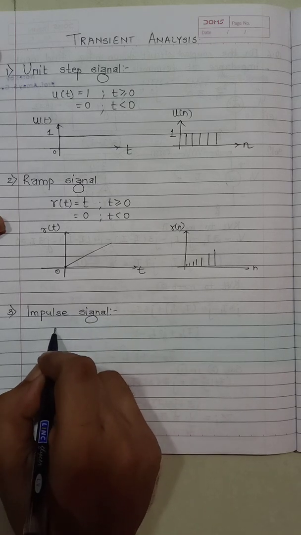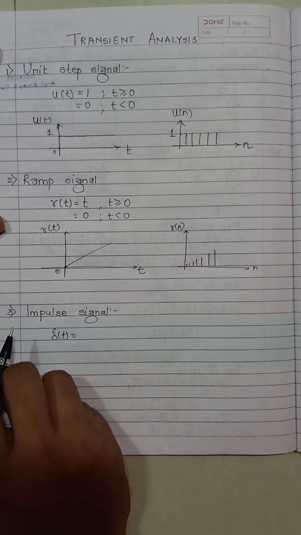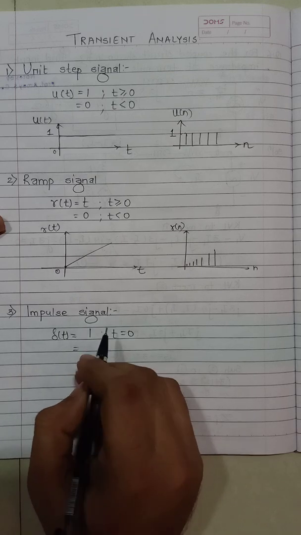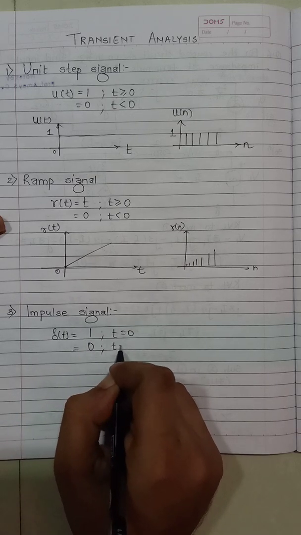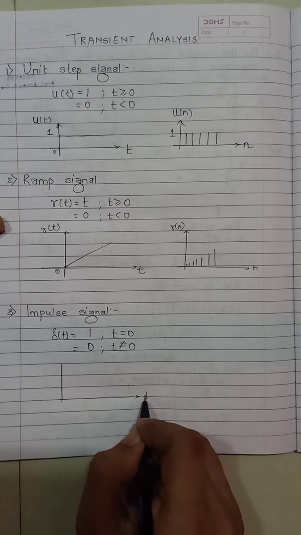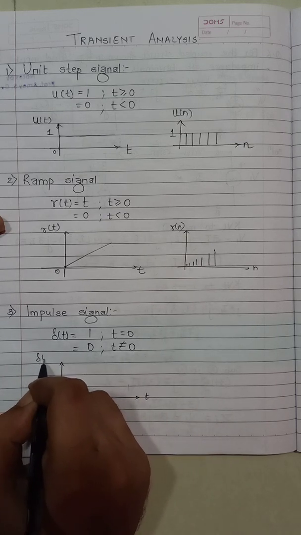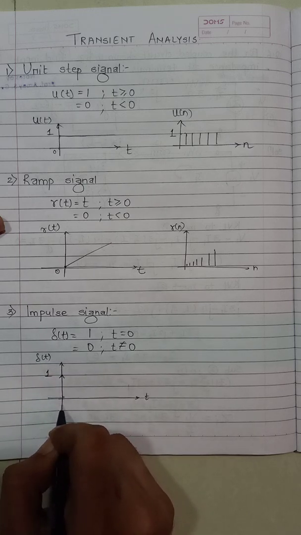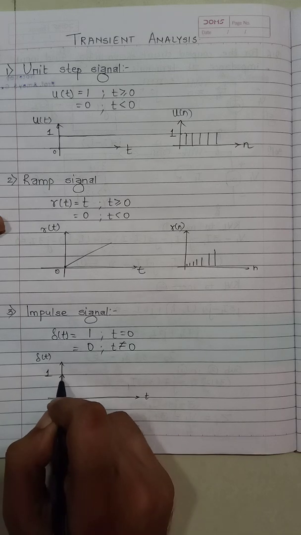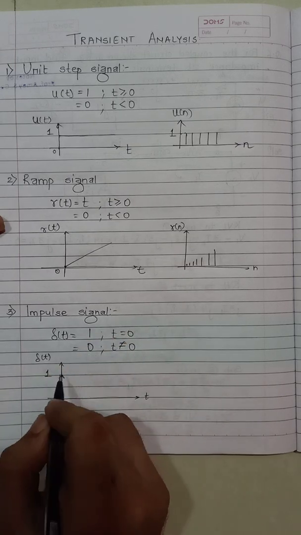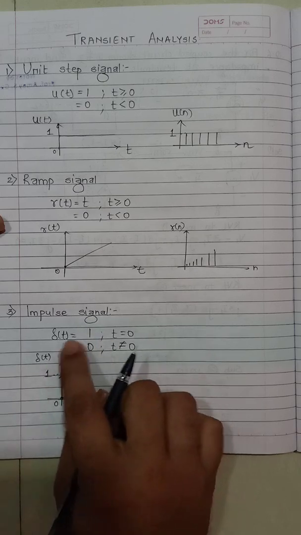Impulse, we write it as delta t, which is one only for one instance, say t equal to 0, and 0 for t not equal to 0. So how do we show delta t? This is 1, so it exists only at this point. It is an impulse which exists only at the point t equal to 0 and the value is 1. So this is the magnitude of this signal.